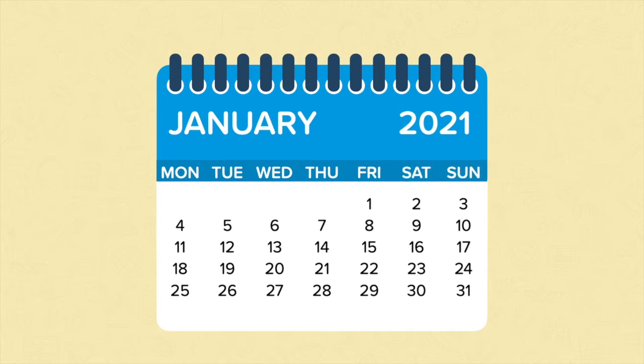Let's use the calendar to find out what day it was on the 1st of January 2021. First, we need to find the date. So here is the 1st. And then we look up to find out what day it was. The 1st of January 2021 was a Friday. All of the dates in this column are also Fridays.